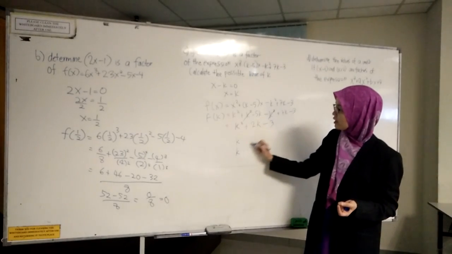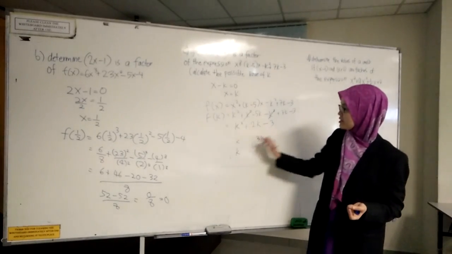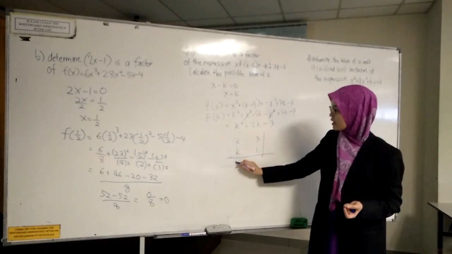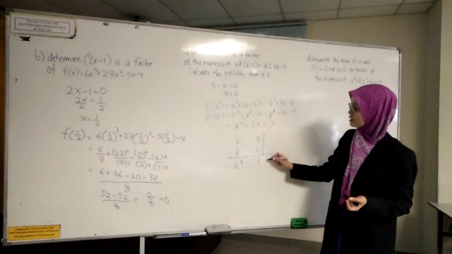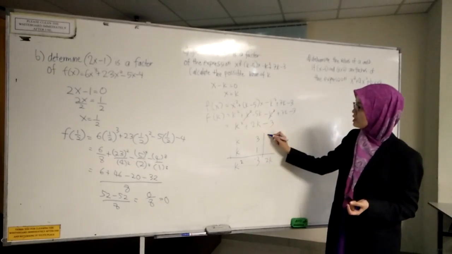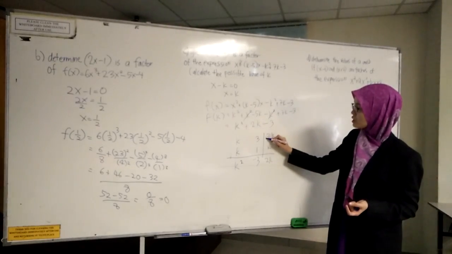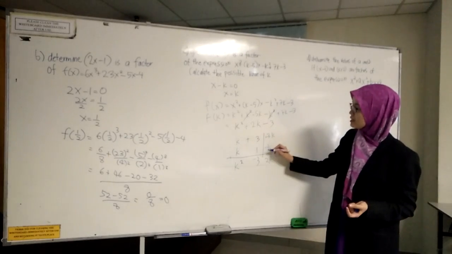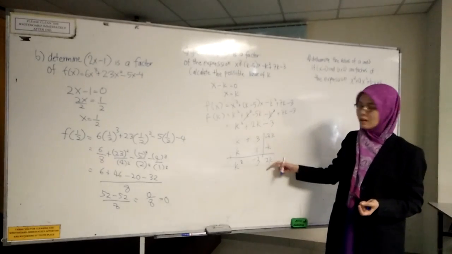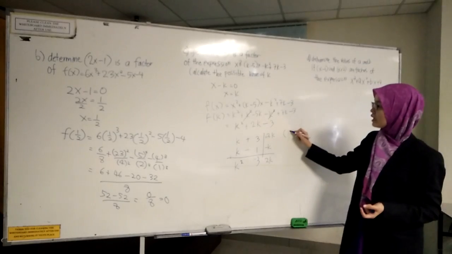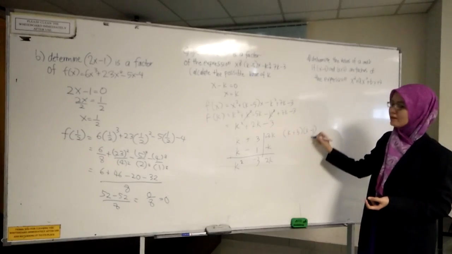k, 3, 1. By factorization, okay, this one is k squared, this one is negative 3, and this one is 2k. k times 1 is k. So because this is a plus, so this one is plus, and this is minus, because we want 2k. So 3k minus k will be 2k. So our factors are (k plus 3) and (k minus 1).